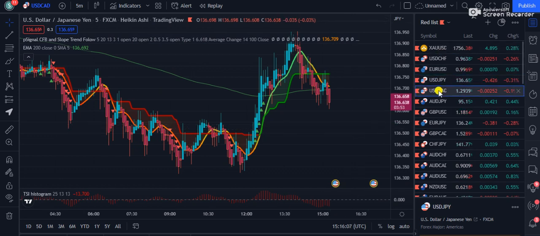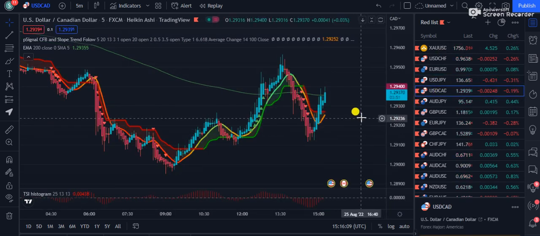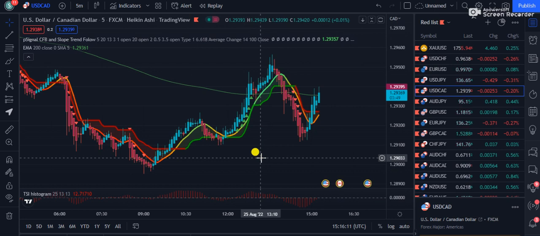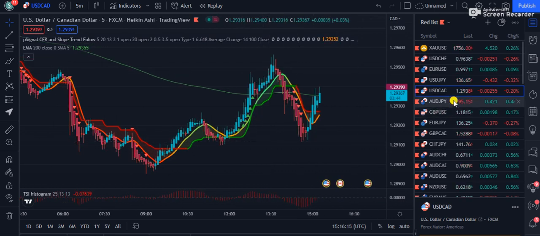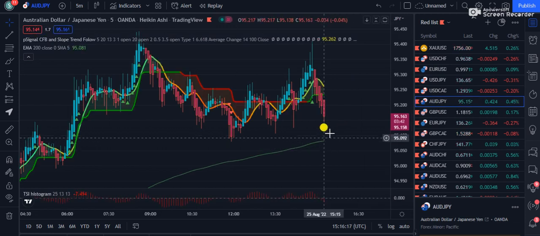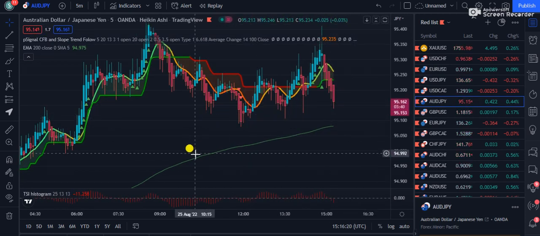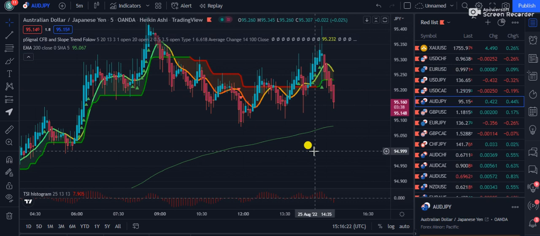So guys, this is the strategy. Maybe it looks a little bit complicated to you, but when you practice it, then you will love this strategy, because the strategy is very powerful. I have tested it. That's really good. All you need to do is to follow the 200 EMA, right?